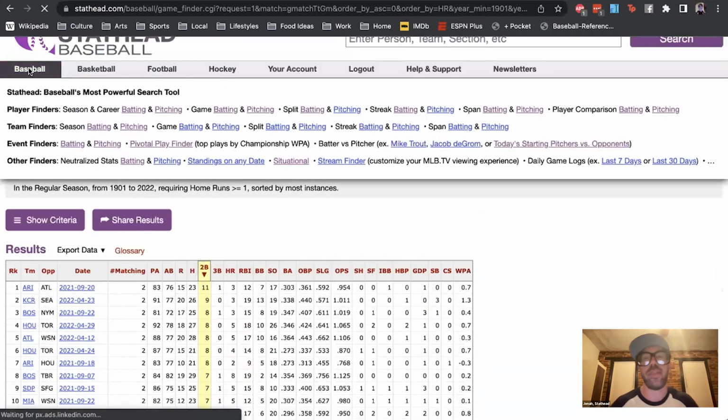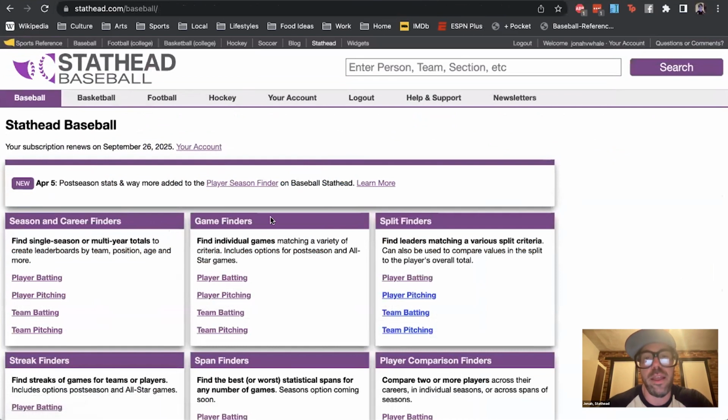So that's how you do that in the team game finder. So that is the game finder. And we are going to keep going.